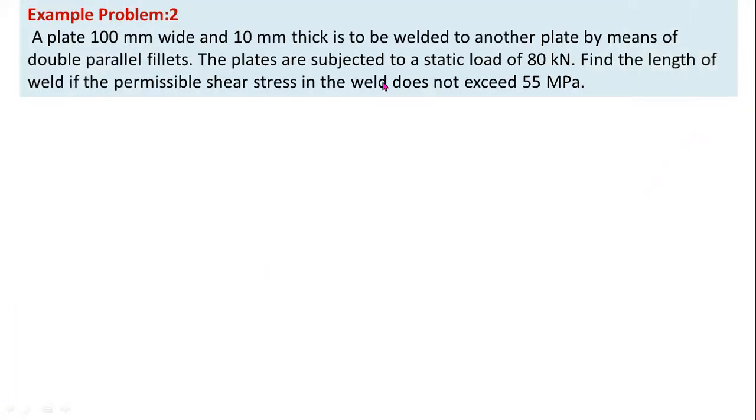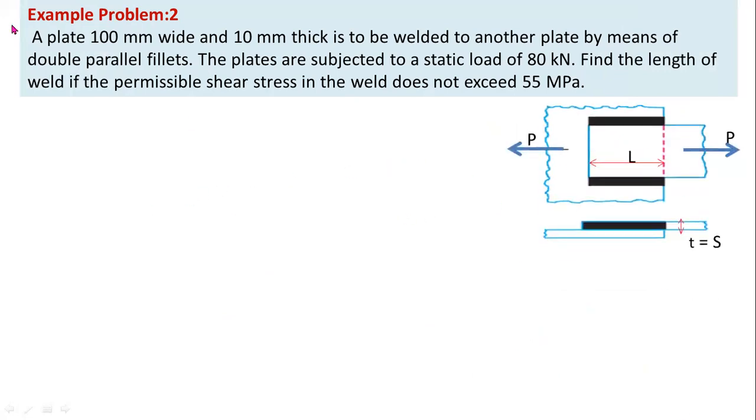Now this is the question for the second problem. First of all, you have to identify the given values. Here the question is related to a parallel fillet weld. A plate 100 mm wide and 10 mm thick is to be welded to another plate by means of double parallel fillets. The plates are subjected to a static load of 80 kN. Find the length of the weld if the permissible shear stress in the weld does not exceed 55 MPa.